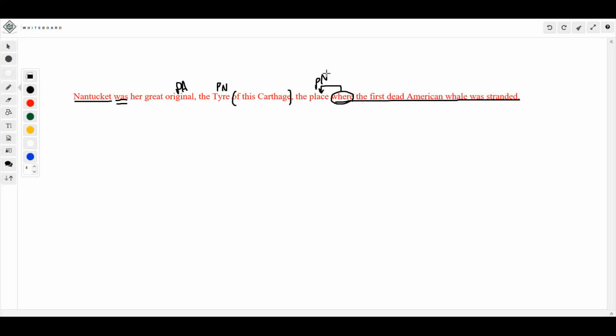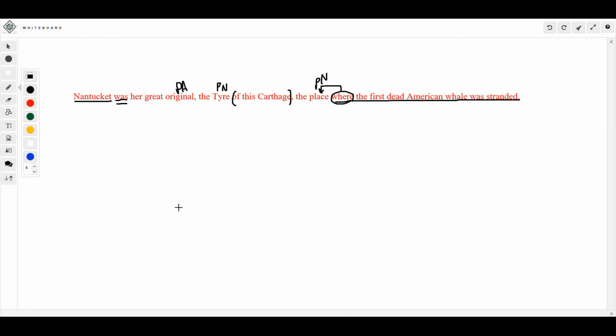Okay. Now, her and great are adjectives that go along with original. These two adjectives are modifying this, both of them. Her original, great original. So these both modify original. With tire, the modifies tire. And then of this Carthage goes with tire. It's a prepositional phrase that goes with tire. It's telling about that. All right, and then the place.